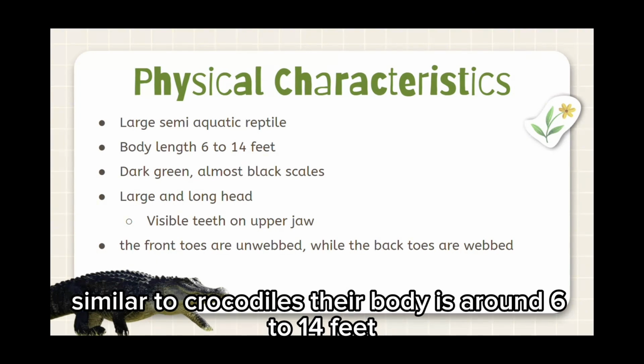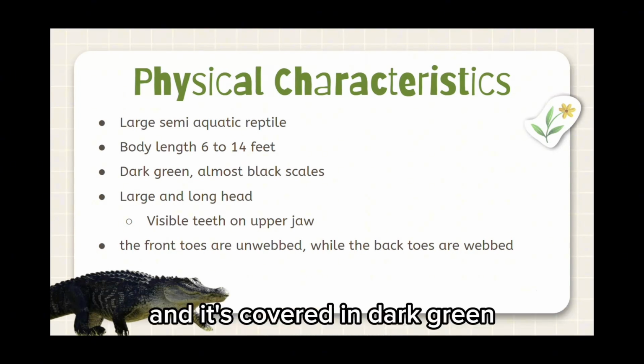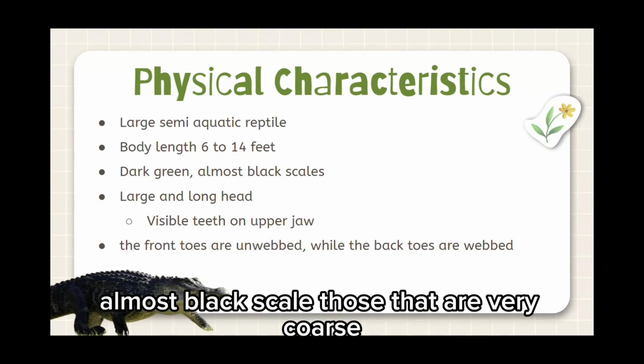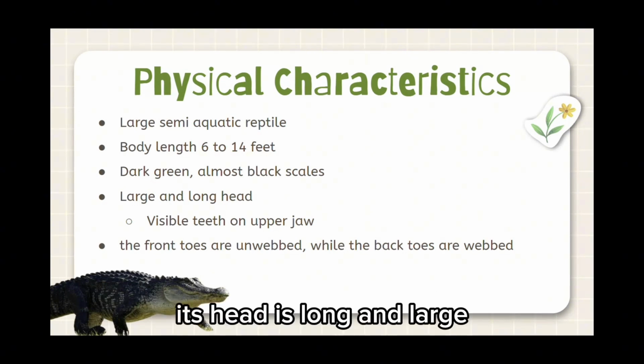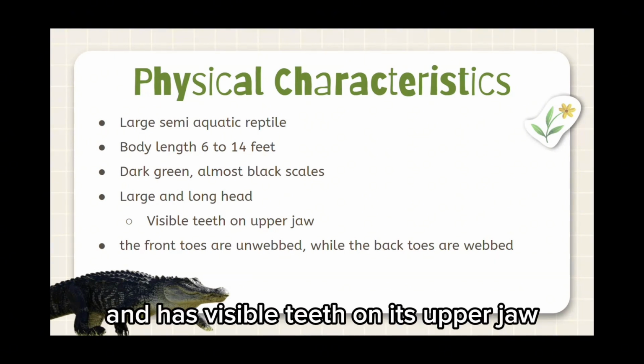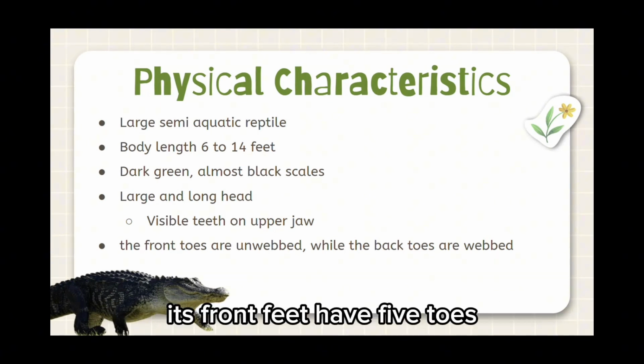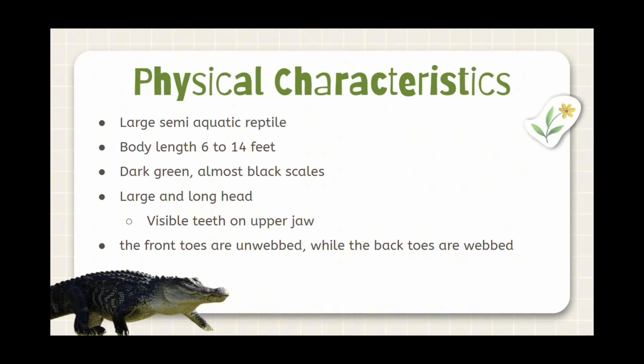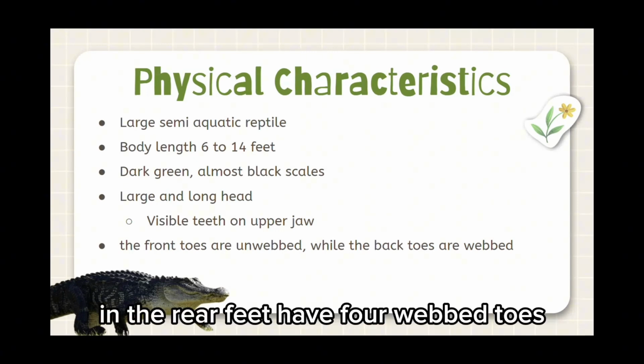Their body is around 6 to 14 feet and it's covered in dark green, almost black scales that are very coarse. Its head is long and large and has visible teeth on its upper jaw. Its front feet have 5 toes and the rear feet have 4 webbed toes.